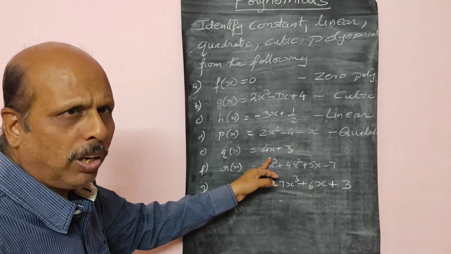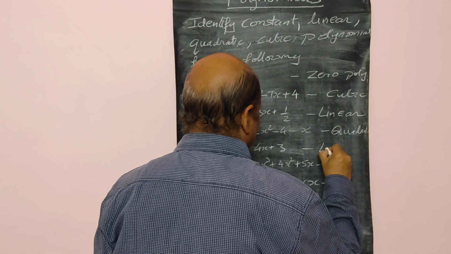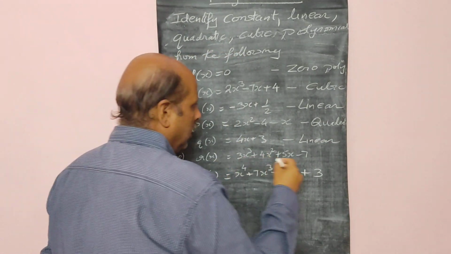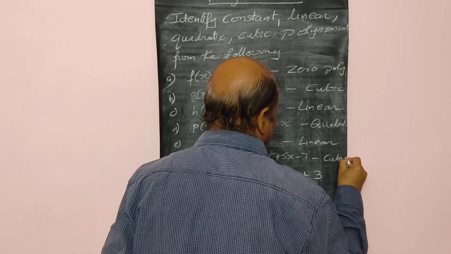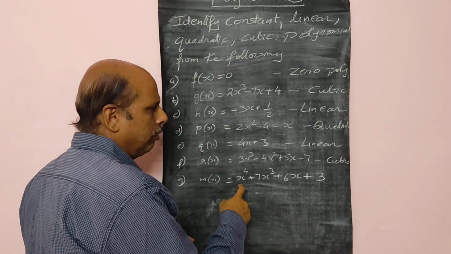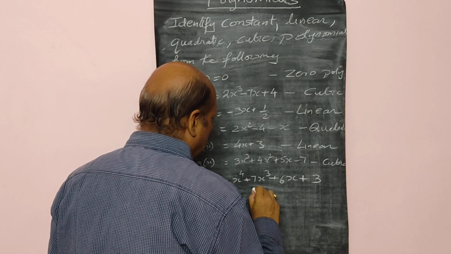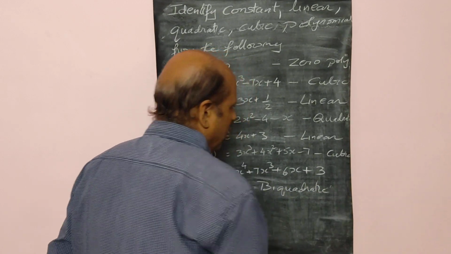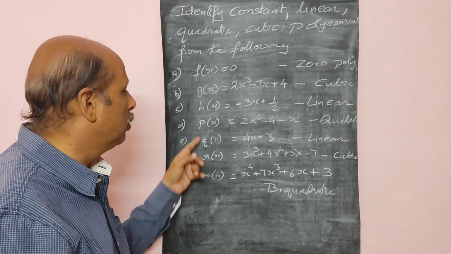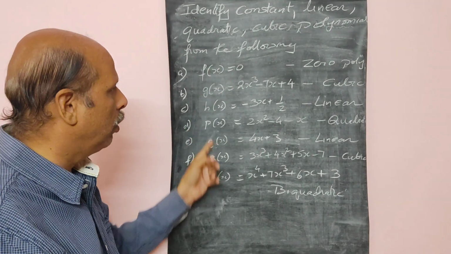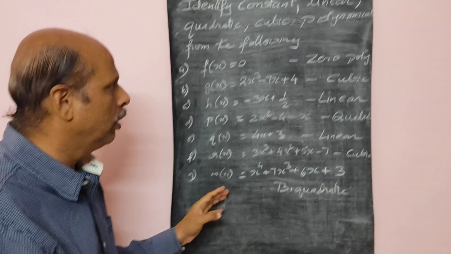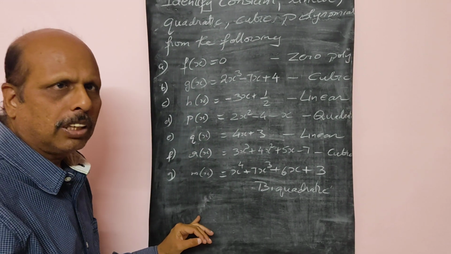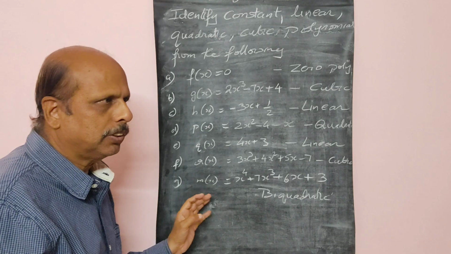Power of the variable is 1, it's linear. Power of the variable is 3, it is cubic. Highest power of the variable is 4, it is biquadratic. Okay, so I think you got an idea how to identify the polynomials based on their type: 0 polynomial, cubic, linear, quadratic, linear. Is it clear? So that's the thing. Next.